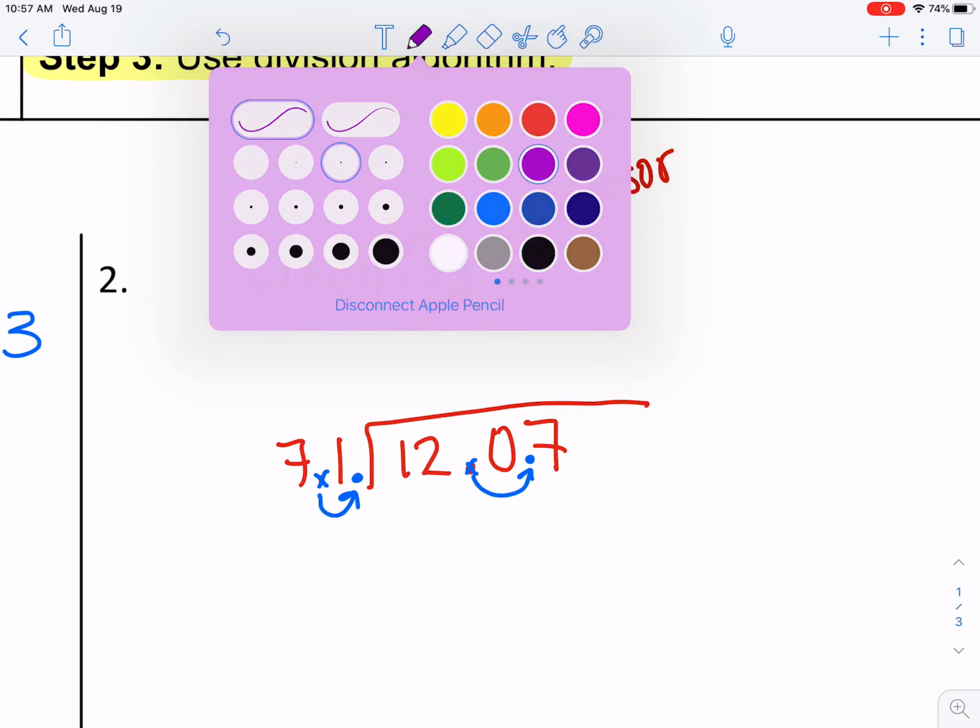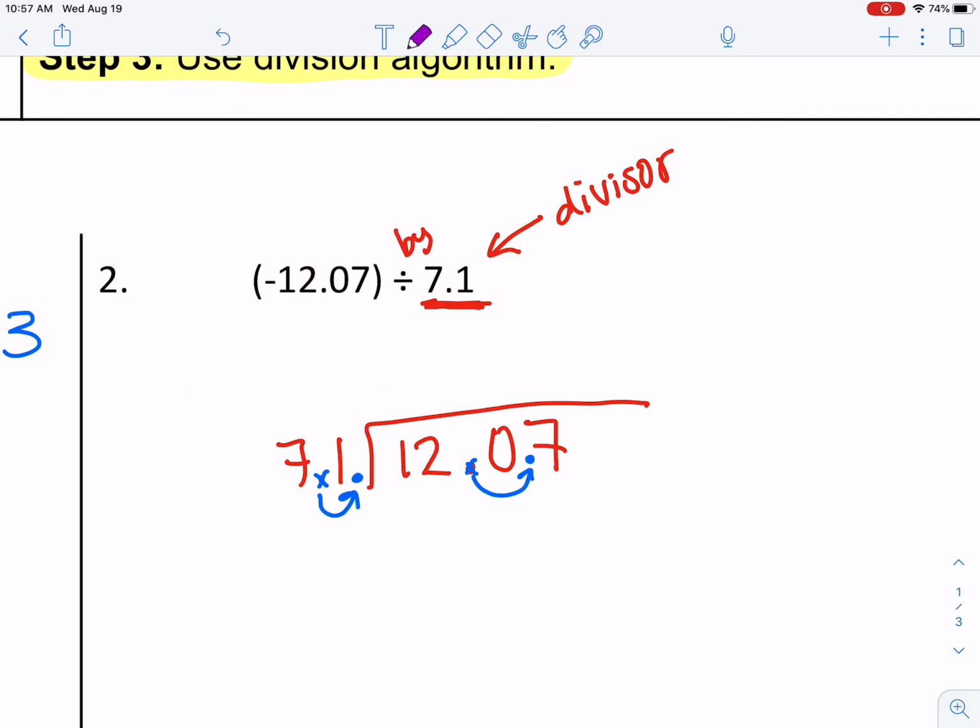I know that if I take the 71, I need to first begin with the first number. 71 cannot go into 1, so I'm not going to put anything above that. 71 cannot go into 12, so I'm not going to put anything over that. Some people like to put 0, that's totally fine. Now I'm going to look at the third number. 71 can go into 120. I'm not going to say twice, that seems a little too much, so I'm going to say 1. And I know that 71 times 1 is just 71. So let's subtract that and figure out if this is correct.